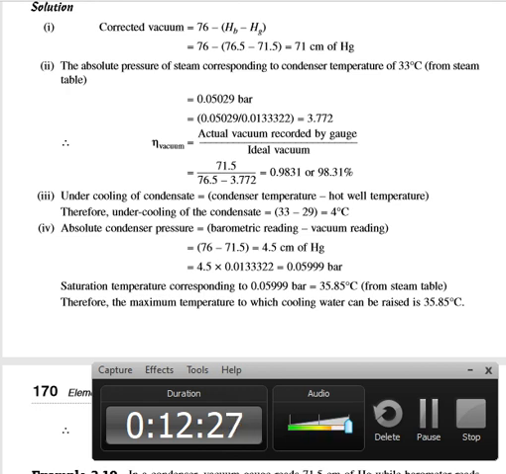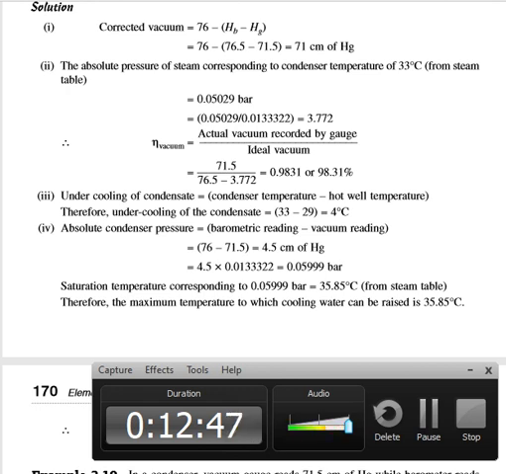And again this centimeter of Hg is converted into bar by multiplying by 0.013332. Then we multiply 4.5 into 0.01, which equals 0.05 bar. You are getting the absolute condenser pressure.